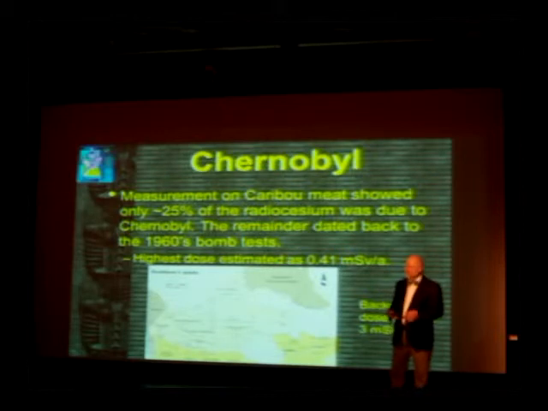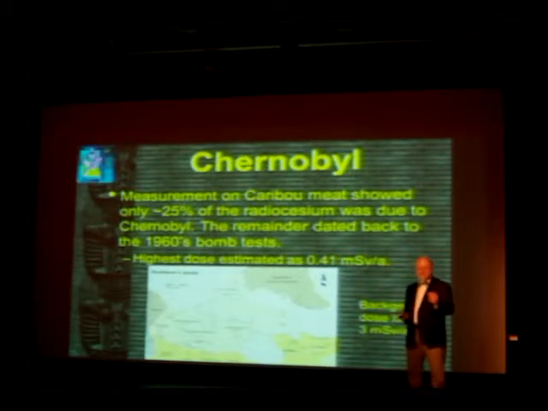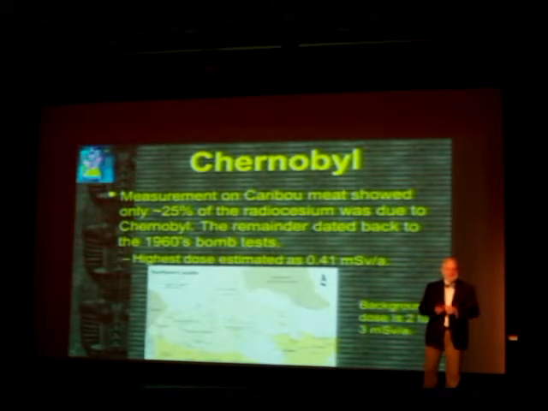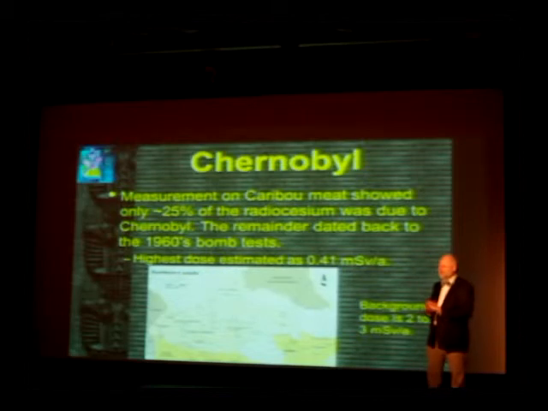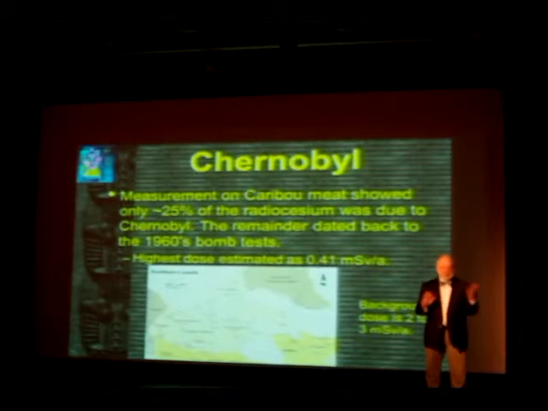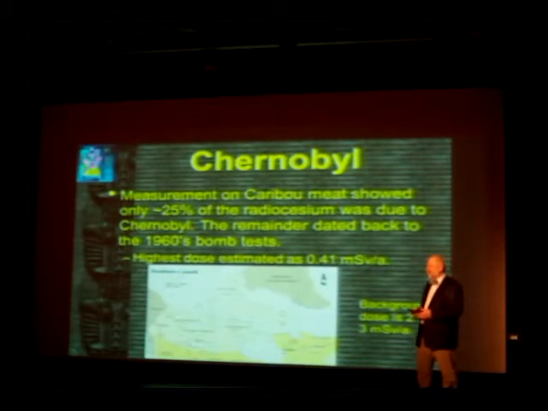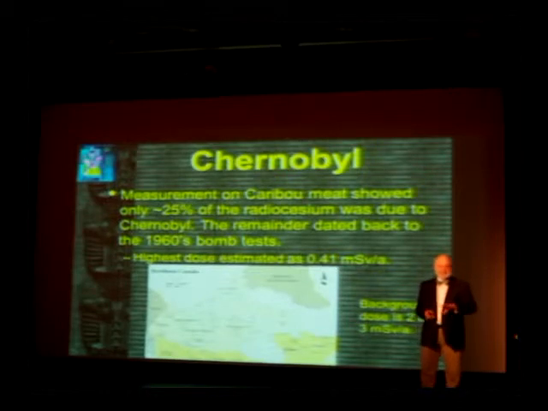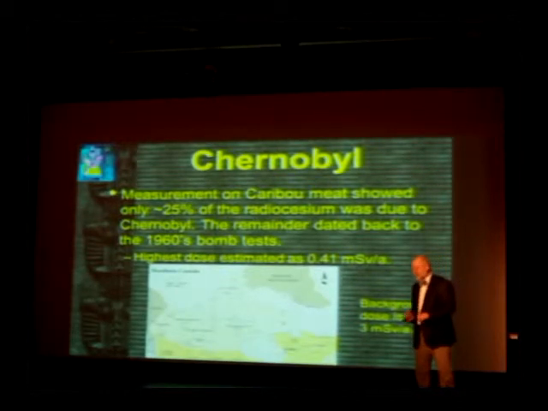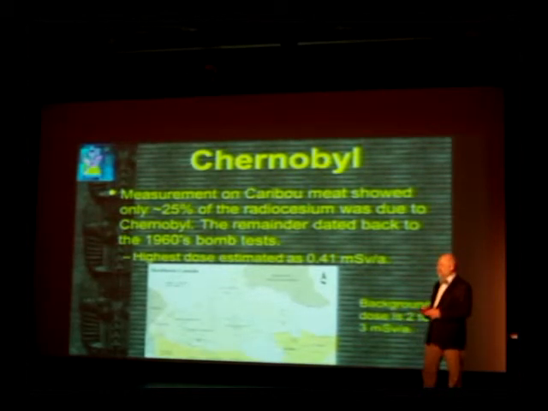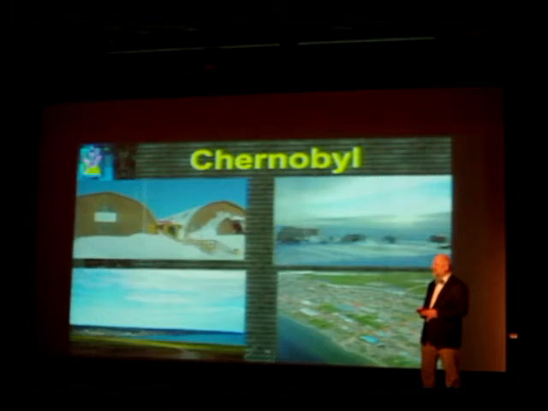Cut to the chase, the highest dose that we figured happened in the Northwest Territories was 0.4 millisieverts per year. We know that unit doesn't mean anything to you. Take in mind that the background dose to all of us is somewhere between 2 and 3 millisieverts per year. So it was a very small fraction of natural background. So it wasn't an issue for the people that lived up north.